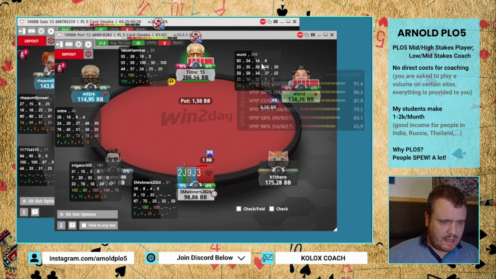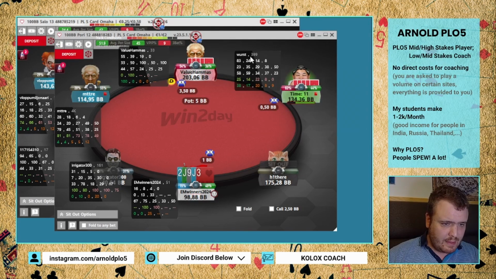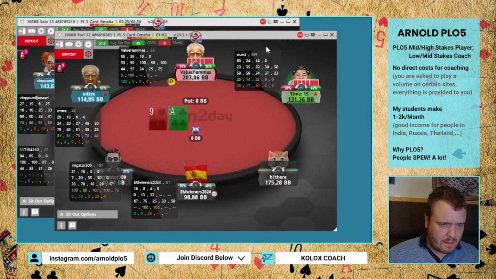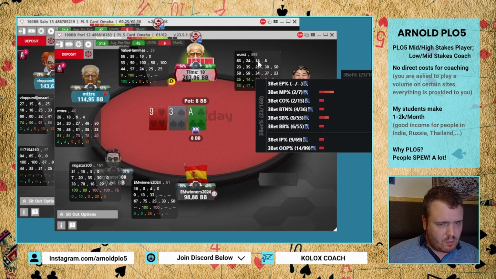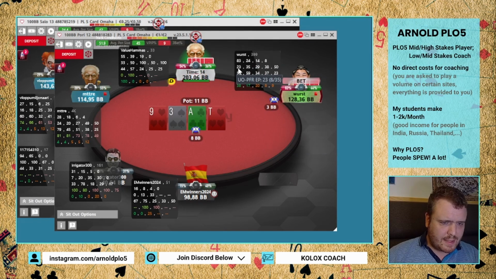The first line here tells me he plays almost all hands, 83% of hands. He open raises 24% of hands, or 3-bets when he doesn't, he voluntarily puts in more money. 24%, which is okay. He 3-bets a little bit too much. 4 to 3-bet is standard.